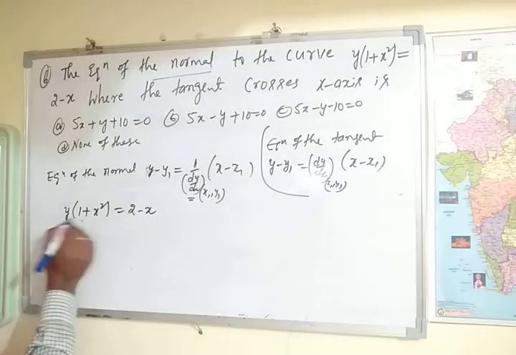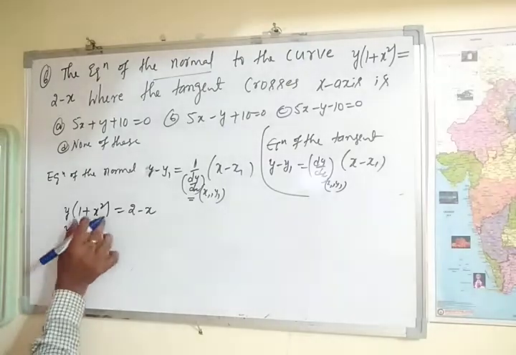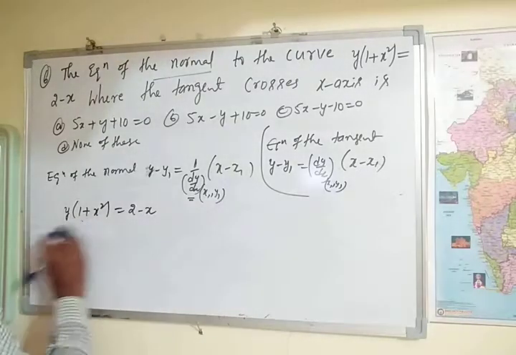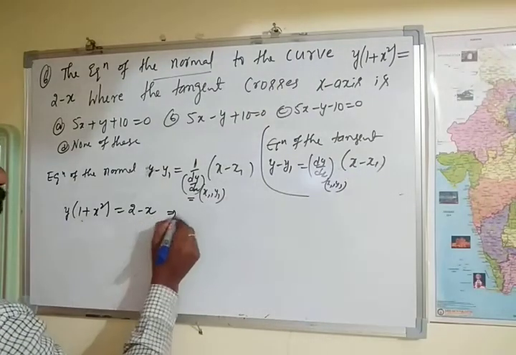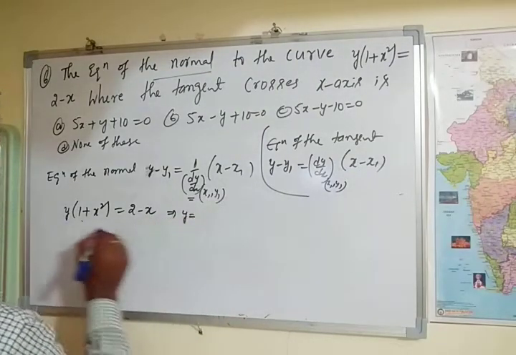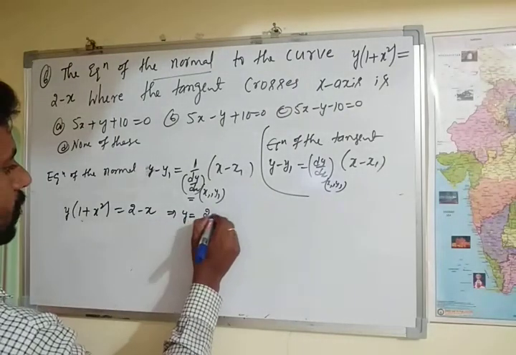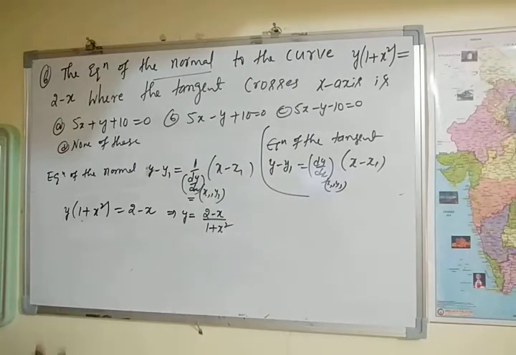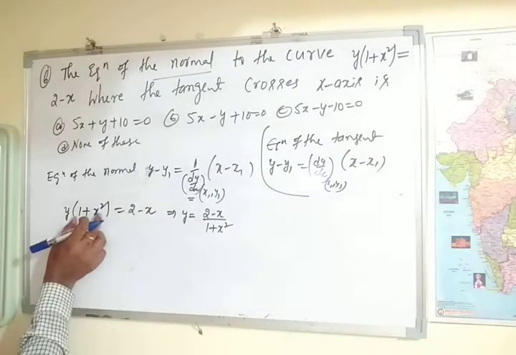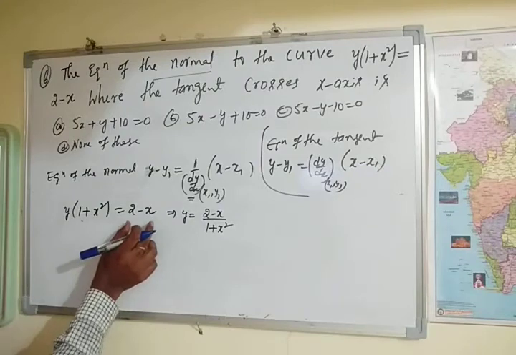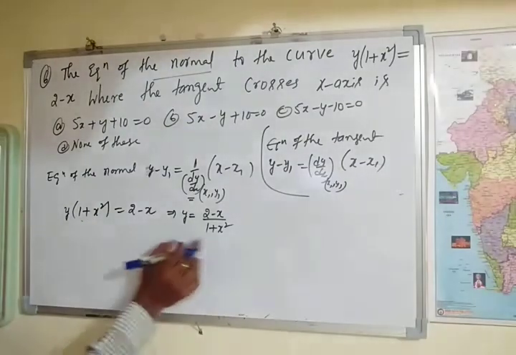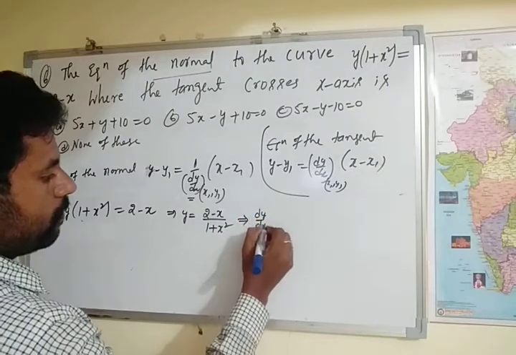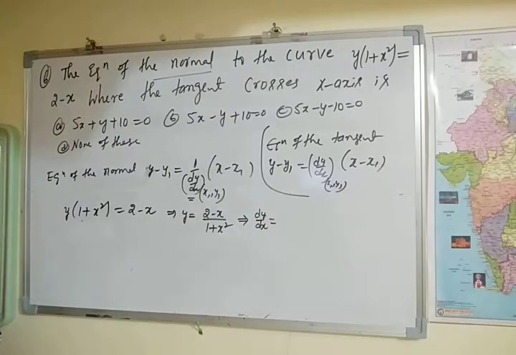Here we have a u into v term form: first function into derivative of second function is 2x into... Otherwise this result can also be written as y is equals to 2 minus x divided by 1 plus x square, taking the multiplication form to the denominator. Now differentiate with respect to x on both sides. Here we get dy by dx directly from the u by v quotient rule form.